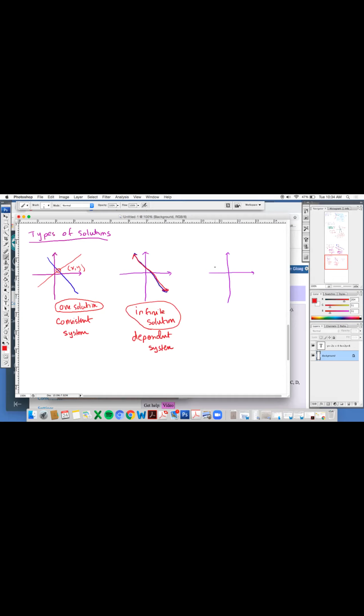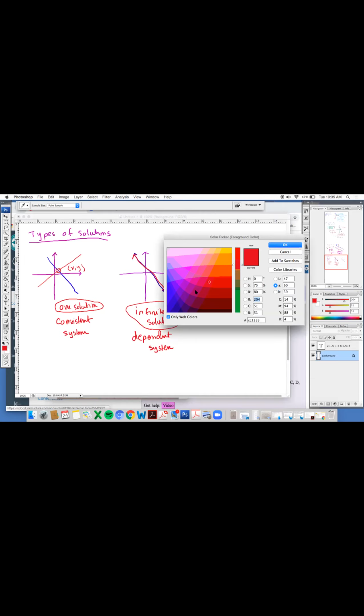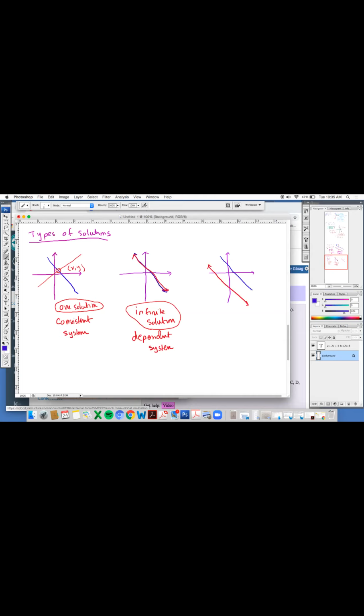All right. And the last type that we saw was here's one line, and here's the other line. The lines were parallel to each other, and this is no solution. No solutions. This is called an inconsistent system.